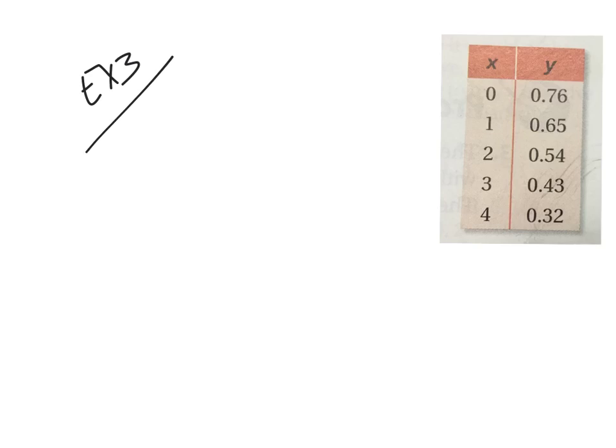The table shows the percent, y, in decimal form, of the moon that was visible at midnight x days after January 24, 2011. A wants us to interpret the domain and range. B, what percent of the moon was visible on January 26?